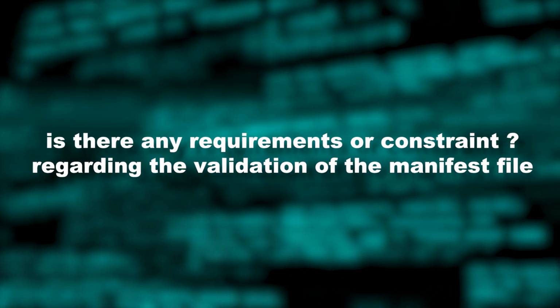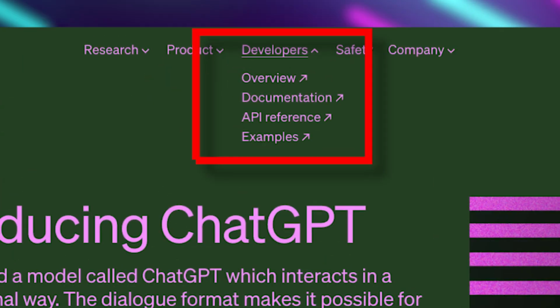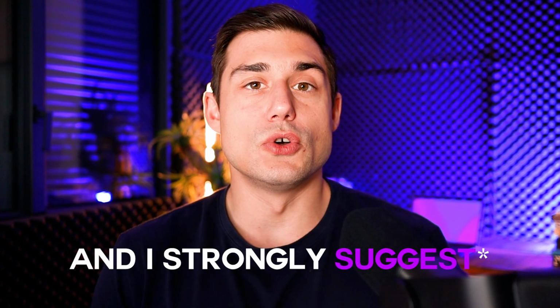The third question you could ask is, are there any requirements or constraints regarding the validation of the manifest file? Indeed, there are many requirements, and all of them are explained in the OpenAI documentation, and I strongly recommend you go over this documentation right after watching this video.